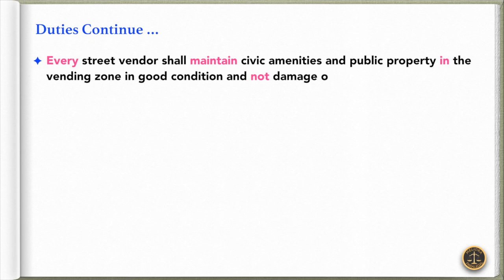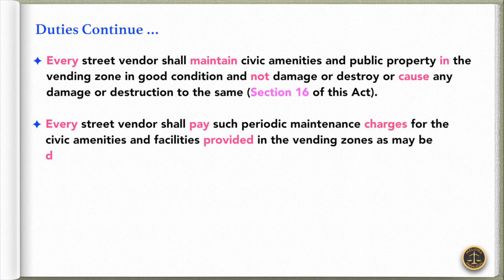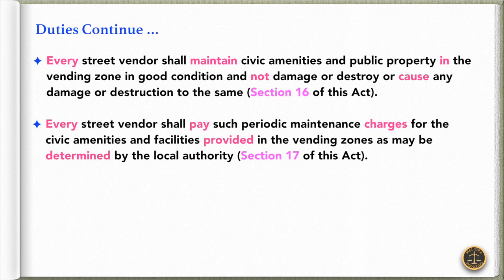Next, every street vendor shall maintain civic amenities and public property in the vending zone in good condition and not damage or destroy or cause any damage or destruction to the same, as per Section 16 of this Act. Last but not the least, every street vendor shall pay such periodic maintenance charges for the civic amenities and facilities provided in the vending zones as may be determined by the local authority, as per Section 17 of this Act.